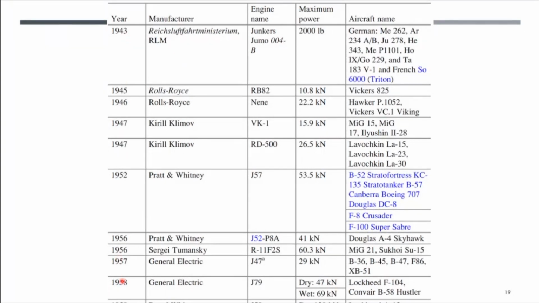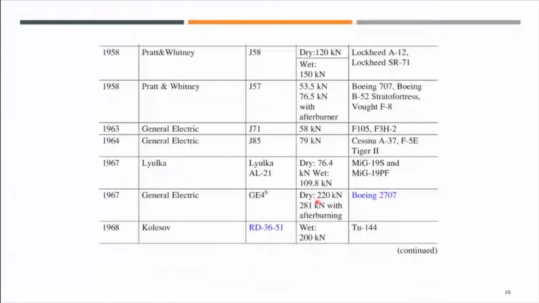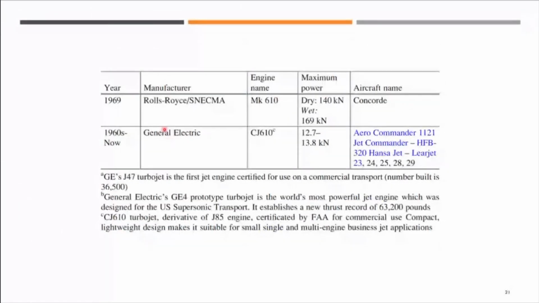From 1943 until 1958, there were different manufacturers and different engines. If you notice, the maximum power keeps rising as more modern engines are developed and more power can be produced. So we can see here 1958 until 1968, and then the 1960s until now, and the numbers keep on increasing in terms of the maximum power produced by the engine itself.